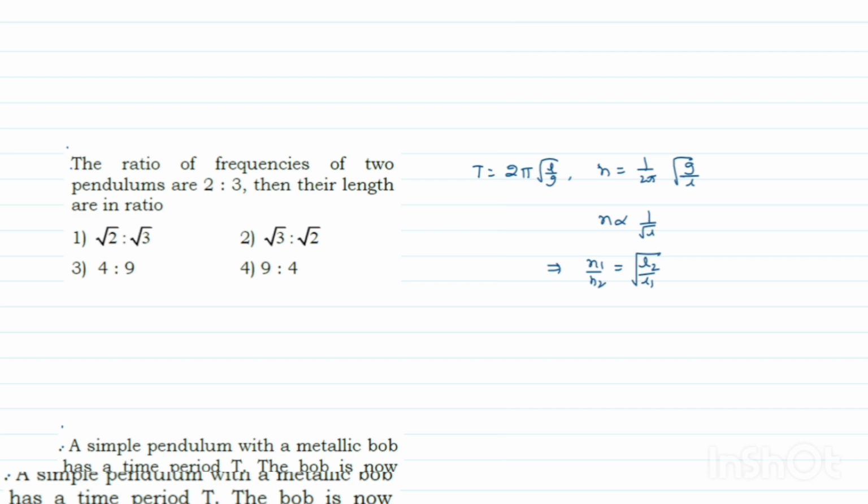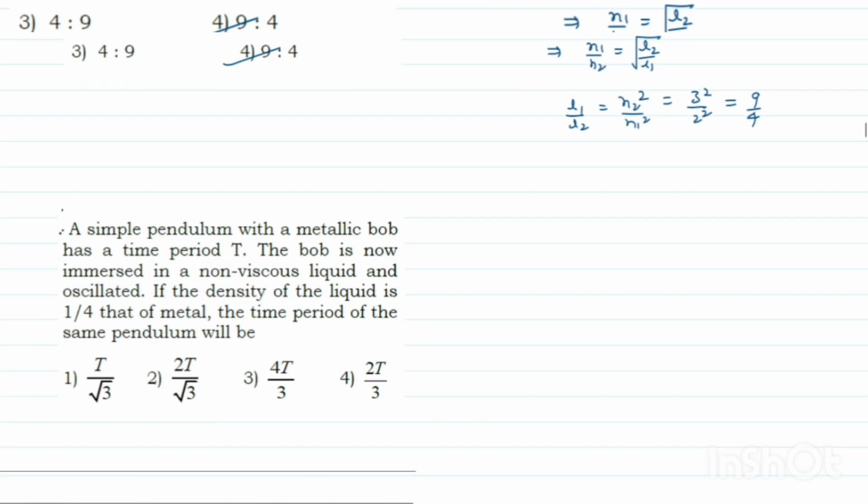If I square both sides and reverse these, we get L1 by L2 equals n2 square by n1 square. The ratio n1 to n2 is given as 2:3, so n2 to n1 is 3 square by 2 square, which is nothing but 9:4. This is the correct answer. Let us see the next question.